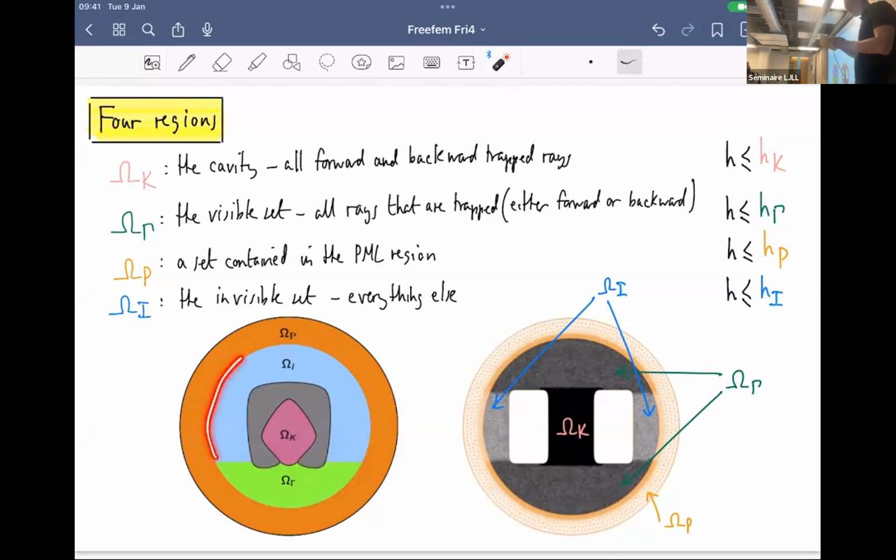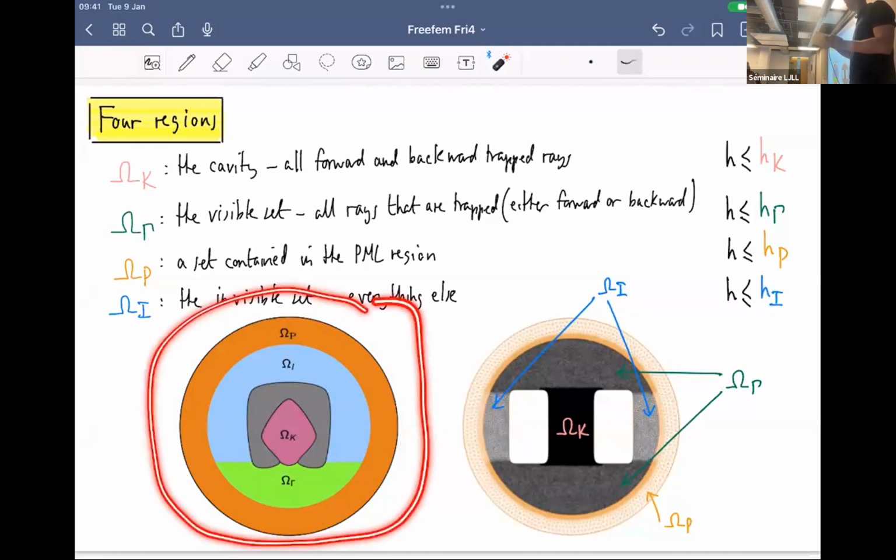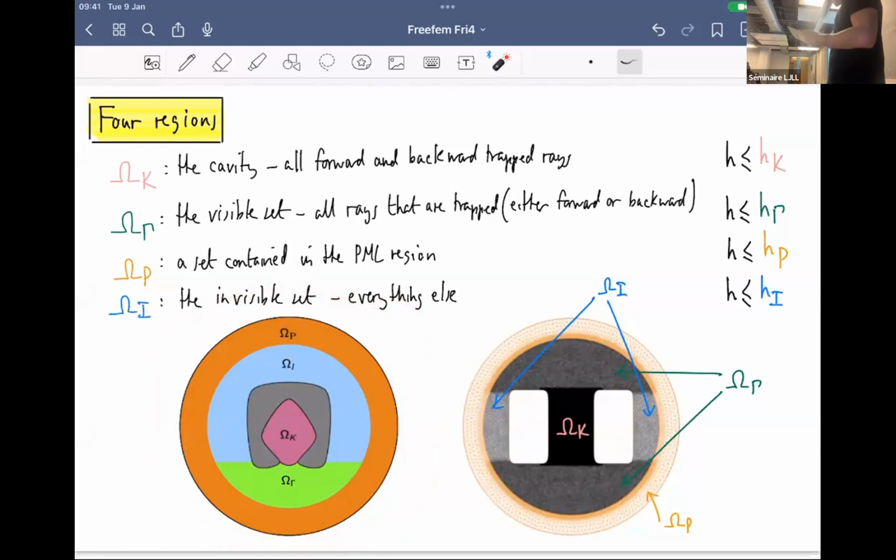Then I've got in blue this invisible set, which is basically all the points from which you can't get into the cavity via some straight line ray. And then I've got this set in orange, which I've called omega p, and this is a set contained inside the PML region. For technical reasons, you can't make it exactly the PML region because the PML turns on, and you need to be just inside the PML region. Okay, so this is the picture of the regions I want you to carry forward with you here.